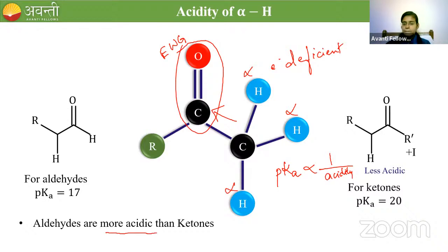Is it clear? So what are the points? Alpha hydrogens are acidic in nature. When you compare aldehyde and ketone, aldehydes are more acidic compared to ketone. In ketone, we have two alkyl groups, right? Since we have two alkyl groups here, both will donate electrons and they will decrease the acidity. Plus I effect means positive inductive effect. They will donate the electrons, and the C double bond O group is less electron deficient. So it is less acidic in nature.